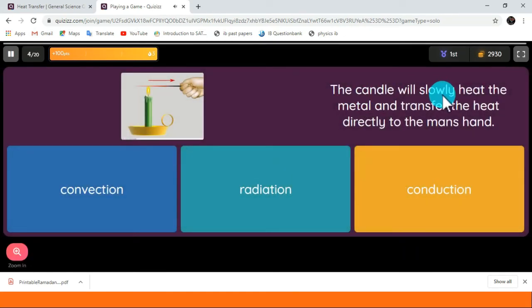The candle will slowly heat the metal and transfer the heat directly to the man's hand. What do we have here? Conduction.